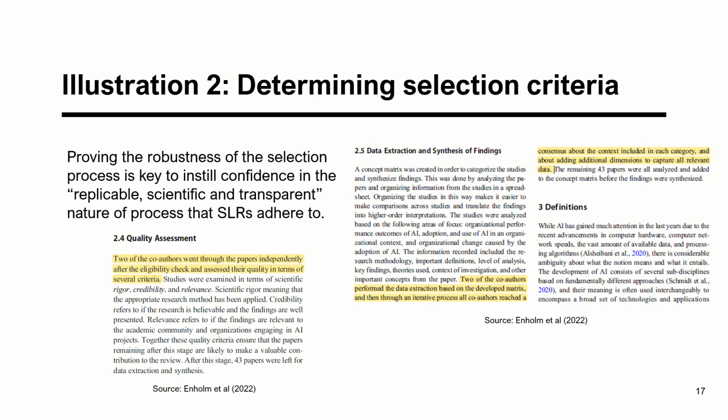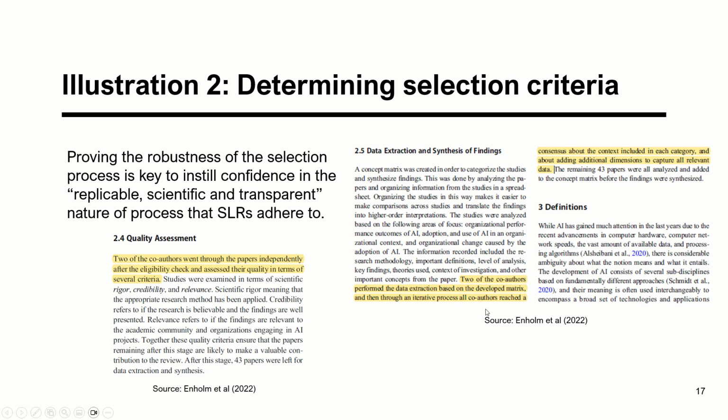Now, in terms of assessing the quality, how do you establish that? An example from this 2022 paper where they say that two of the co-authors went through the papers independently after the eligibility check. They assessed the quality across several criteria, and two, or rather more than one, because you're able to compare and iron out any differences that may exist between the individual assessments.